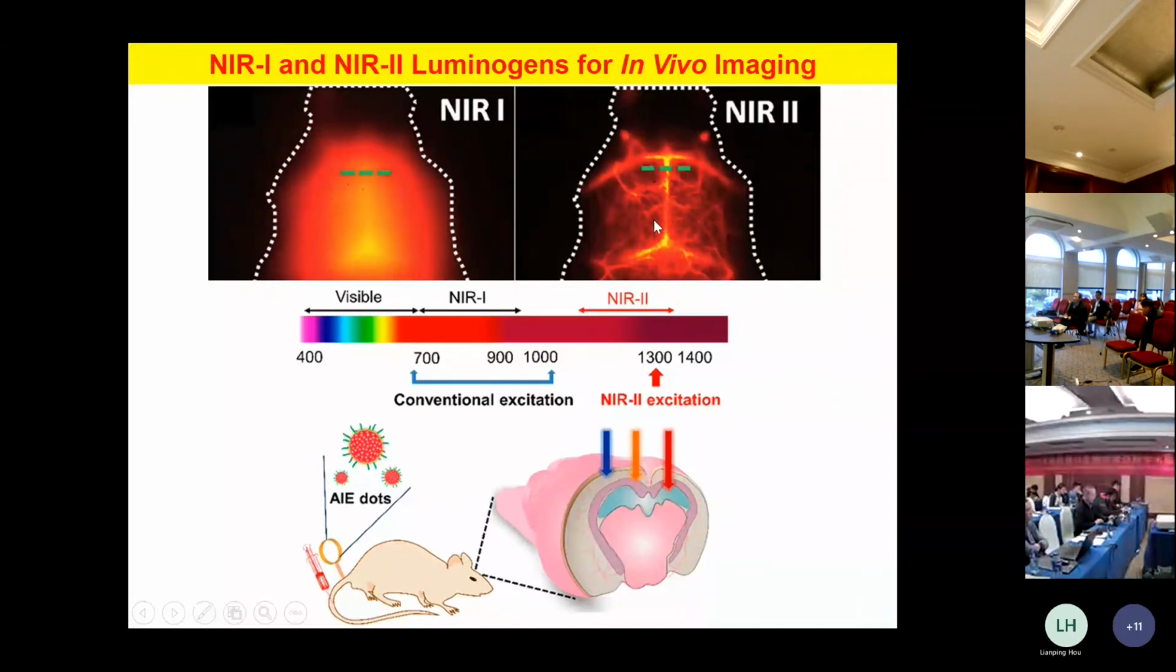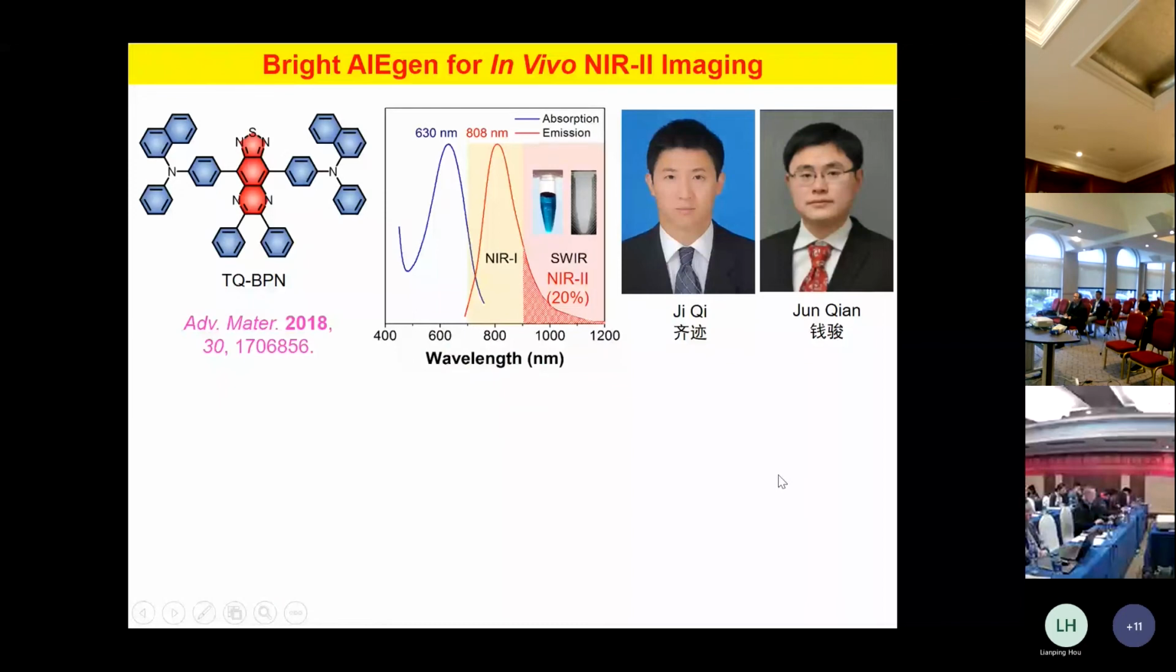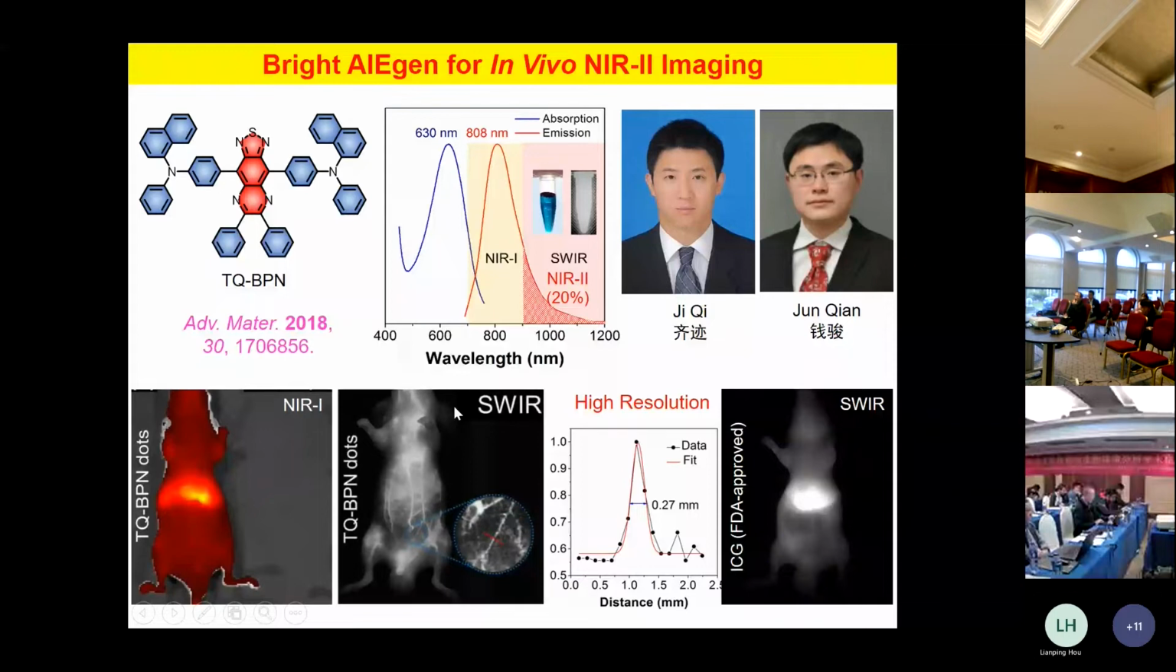However, when you compare near IR1 and near IR2, near IR2 is much better. You can see the resolution is much higher, and also when the wavelength is longer, the penetration depth will be better. So here we try to make such AIEgens which can emit in the near IR2 region, and you can see this molecule can give you very, very fine imaging. The resolution here is really high.